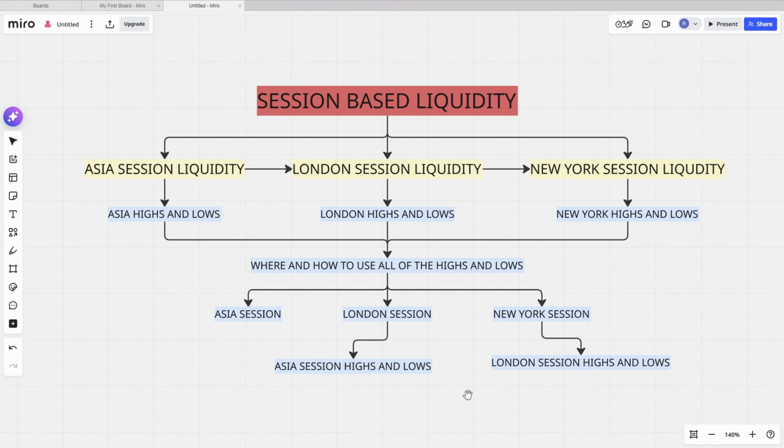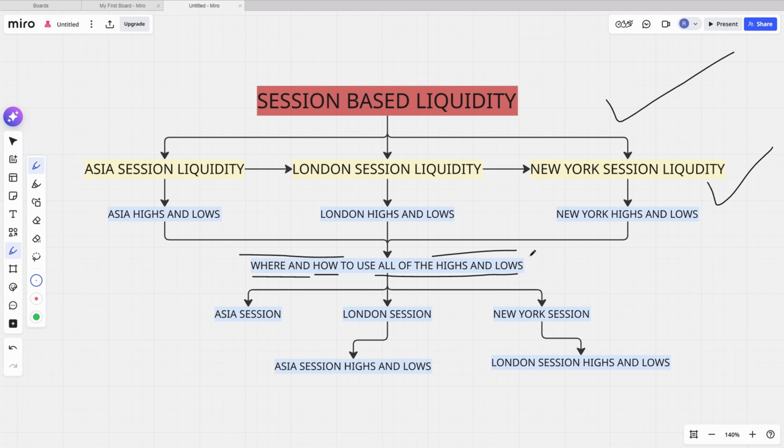So here you can see that I have already marked everything that I explained earlier. To make it absolutely clear, let me explain once again how and where we are going to use these session highs and lows. The Asian session is the opening session of the trading day, and during this session, we allow the market to create its initial range. In most cases, we avoid taking trades within this Asian session range, as its primary purpose is to form liquidity rather than produce strong directional moves.